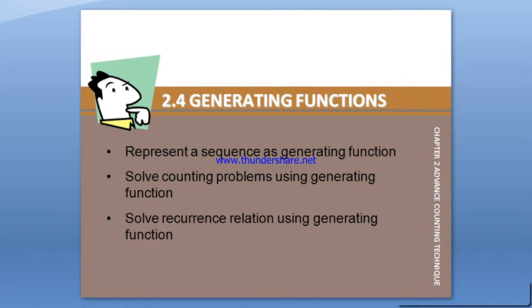In this lecture, I would like to explain to you about generating functions, the relation between power series and generating functions, then the principle of inclusion and exclusion and its applications. Let us first see what a generating function is, how we can represent a sequence by a generating function, how counting problems can be solved using generating functions, and how recurrence relations can be solved by using generating functions.